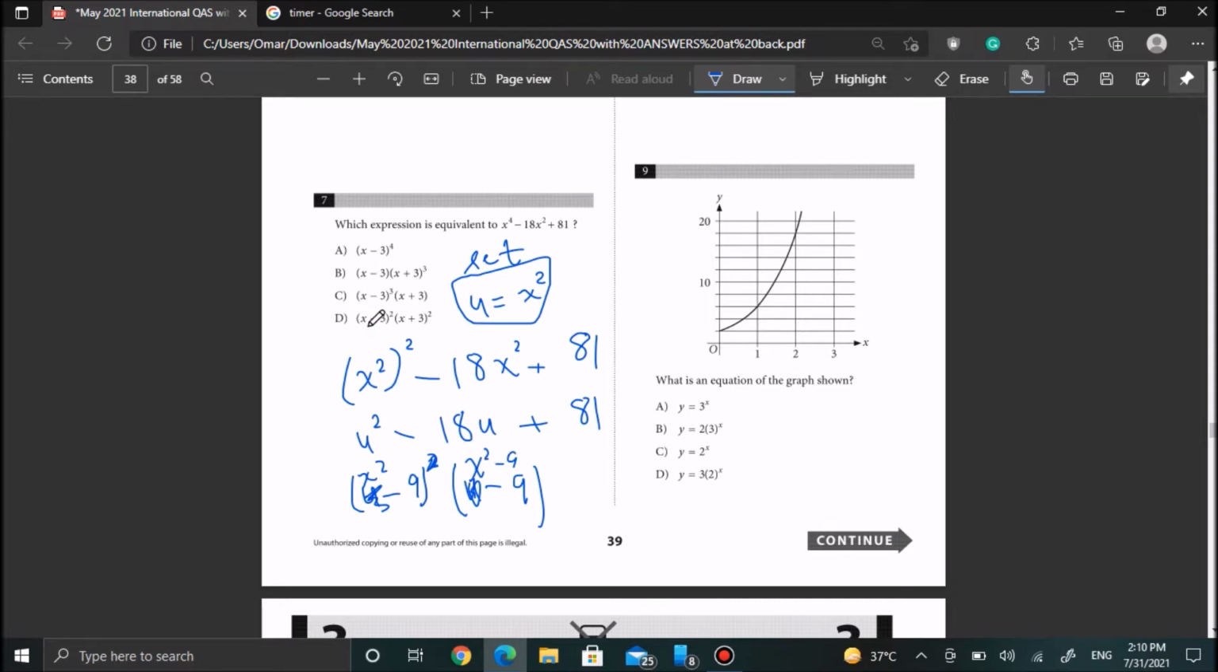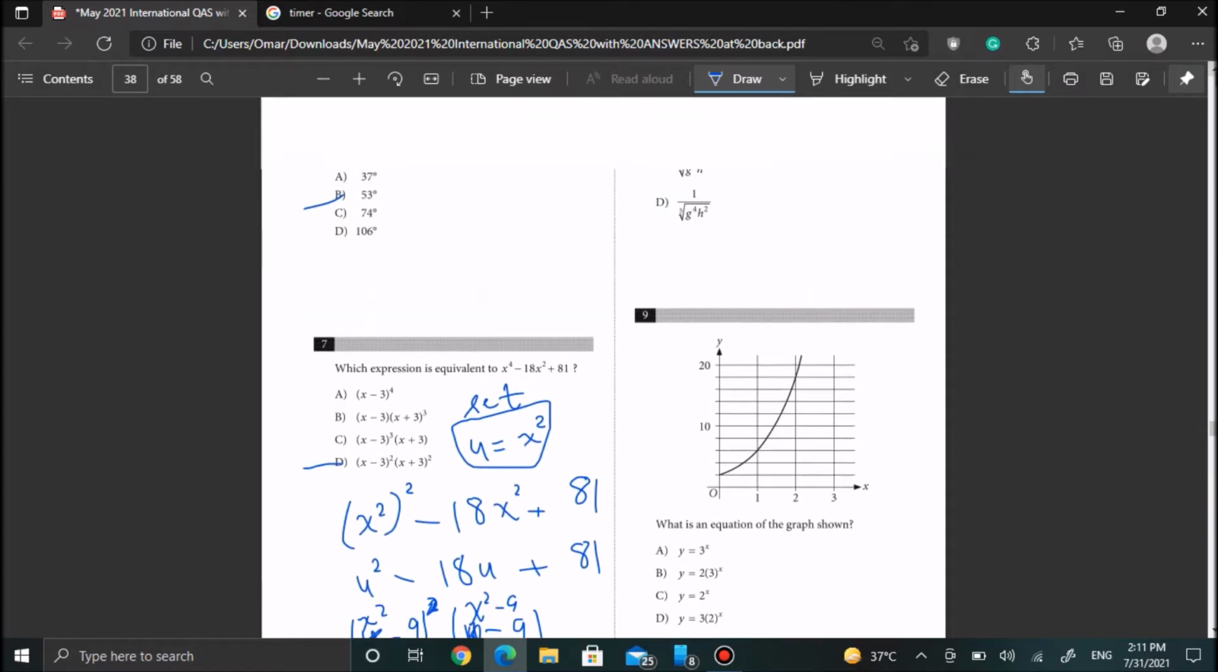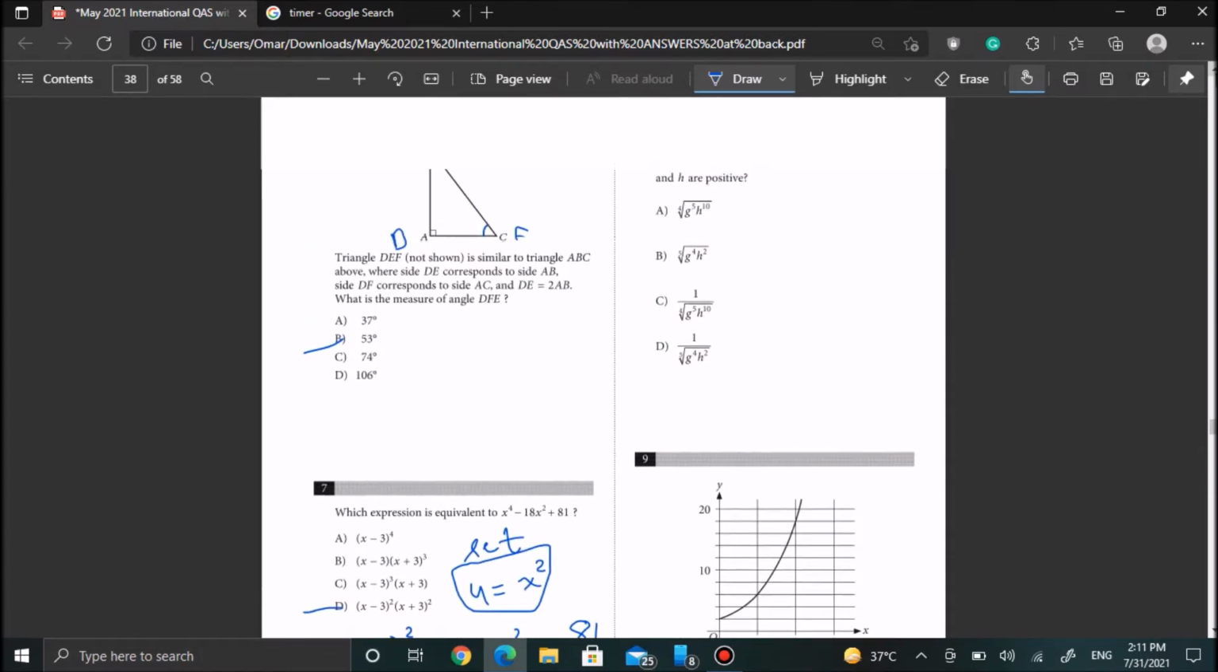So we have x minus 3 times x plus 3 times x minus 3 times x plus 3 again. So we have two x minus 3's and two x plus 3's. So we can write it as x minus 3 squared times x plus 3 squared. I hope you got what I mean by this. Okay, after finishing this section, I'll go again over this question to explain it in detail. I just don't want to waste time here.